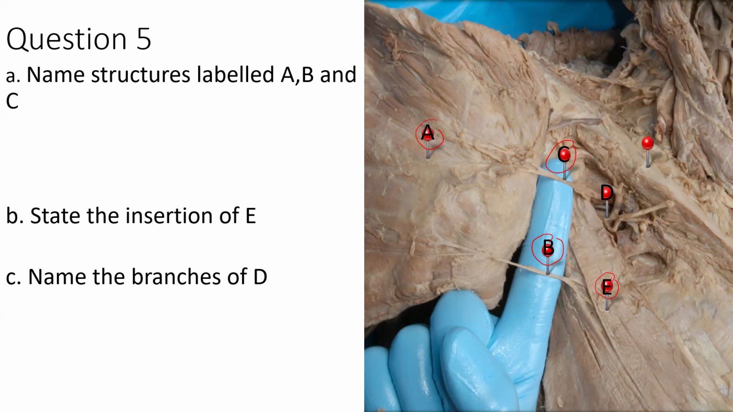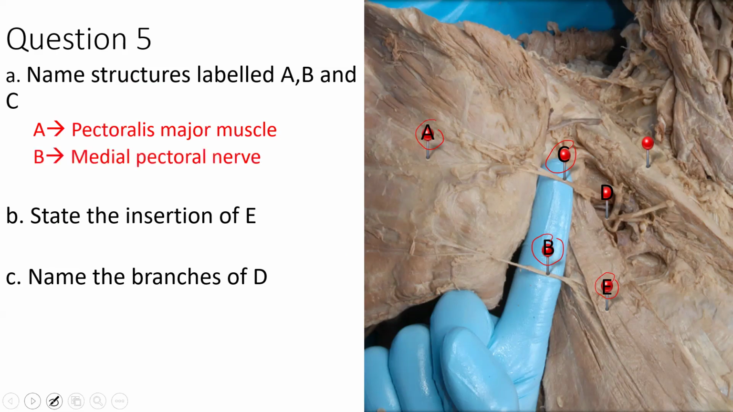And the structure piercing pectoralis minor is the medial pectoral nerve. So the medial pectoral nerve supplies pectoralis minor and then pierces it and proceeds to supply pectoralis major. Okay, then C, you can see it's on the lateral part. It does not pierce pectoralis minor. So that's the lateral pectoral nerve. Been asked to state the insertion of E. So pectoralis minor muscle inserts into the coracoid process of the scapula.